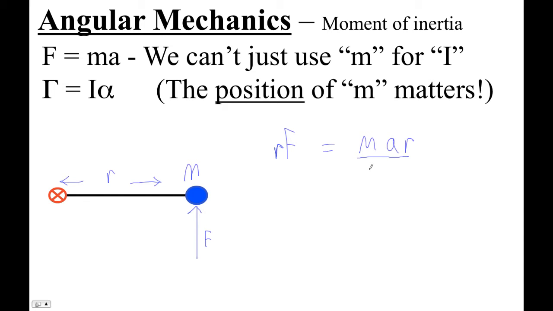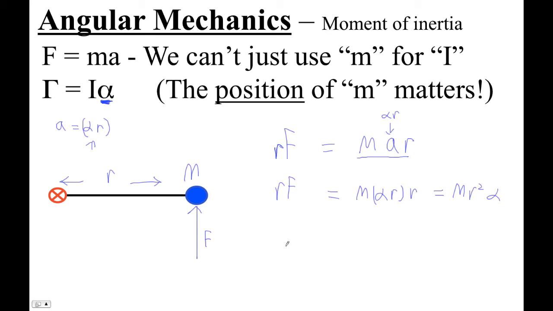Then I want to have alpha on the right side. The way to get alpha in there is, remember, a is alpha r. This is a tangential relationship. So I can just make that substitution, alpha r in for a. And now I've got rF, which is torque, equals m alpha r times r, which is m r squared times alpha.